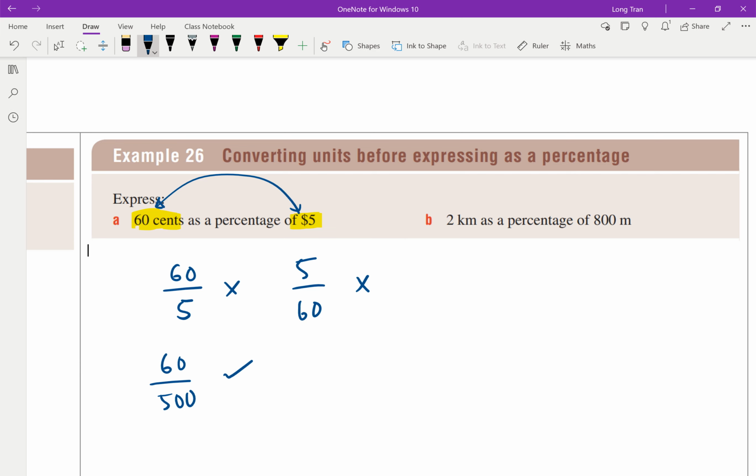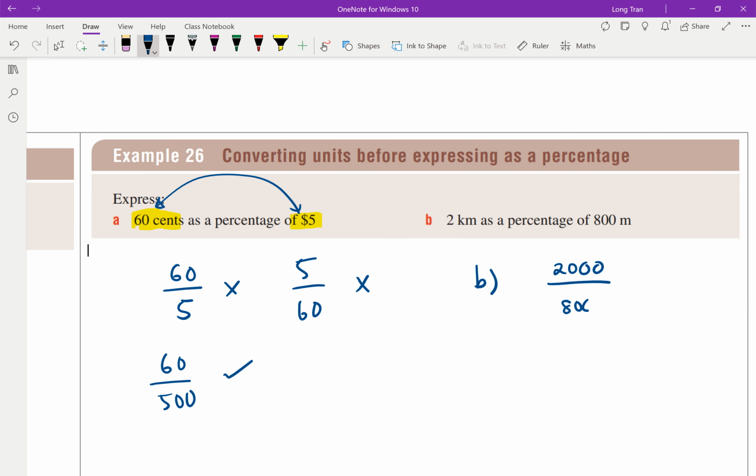Listening. This is a common mistake, so I just want you to pay attention there. All these units, you cannot write 2 out of 800. You have to make sure the units are the same. 2,000 out of 800 is correct. For the next one, starting off, B should be 2,000 over 800.